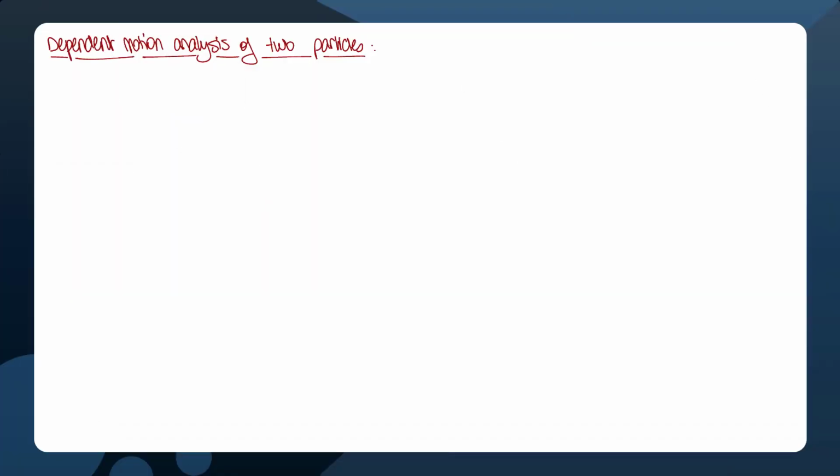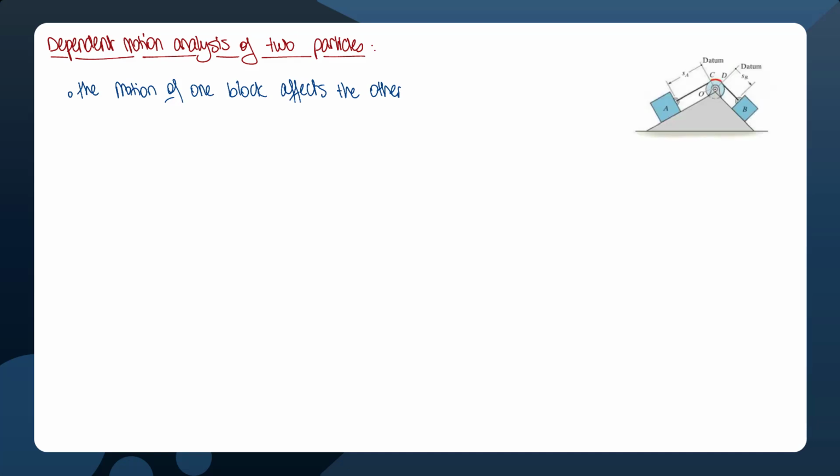It is now time to talk about the dependent motion analysis of two particles. So what does it actually mean? Well, a dependent motion occurs when the motion of one block affects the motion of the other block. And this occurs, for instance, in a rope and pulley setup.